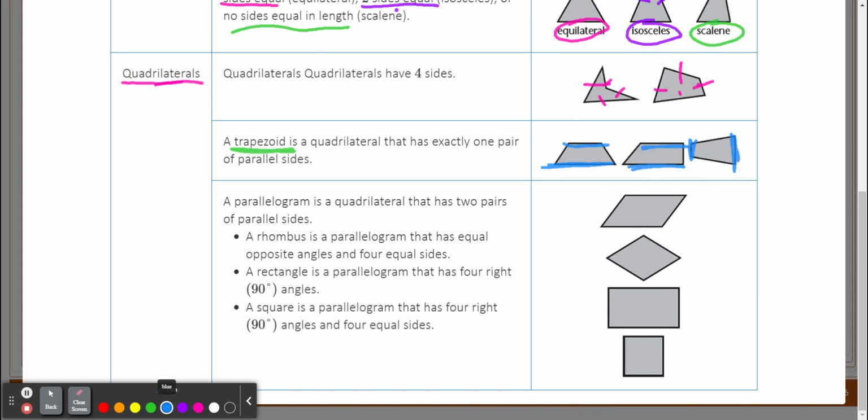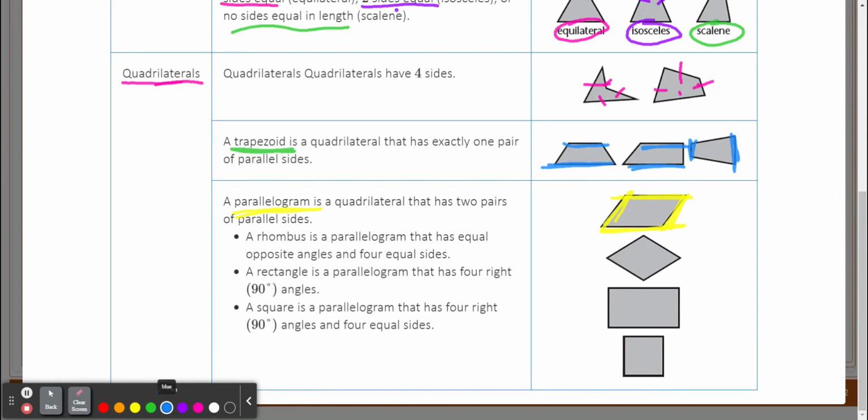A parallelogram. So a trapezoid has one pair of parallel sides. A parallelogram has two pairs of parallel sides. So look here. These are going the same direction, and these are going the same direction. So that's called a parallelogram. It has two pairs of parallel sides. Now, there are different kinds of parallelograms.